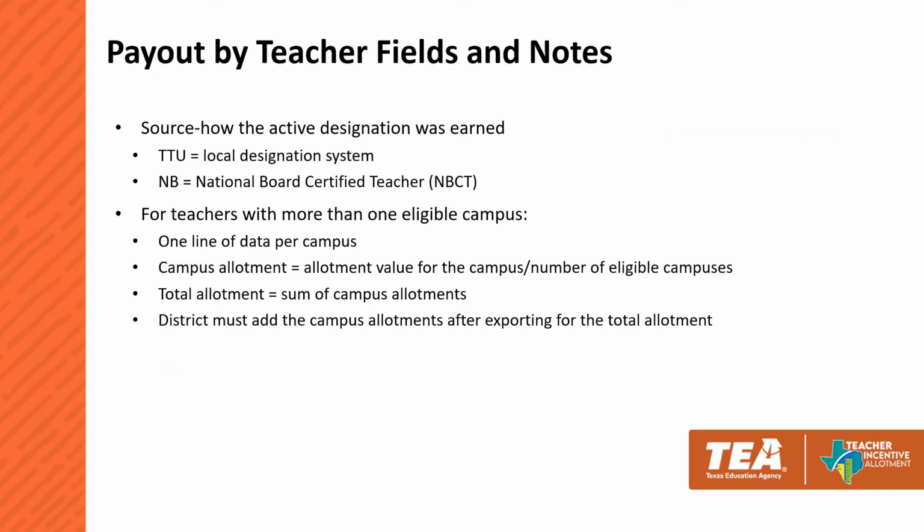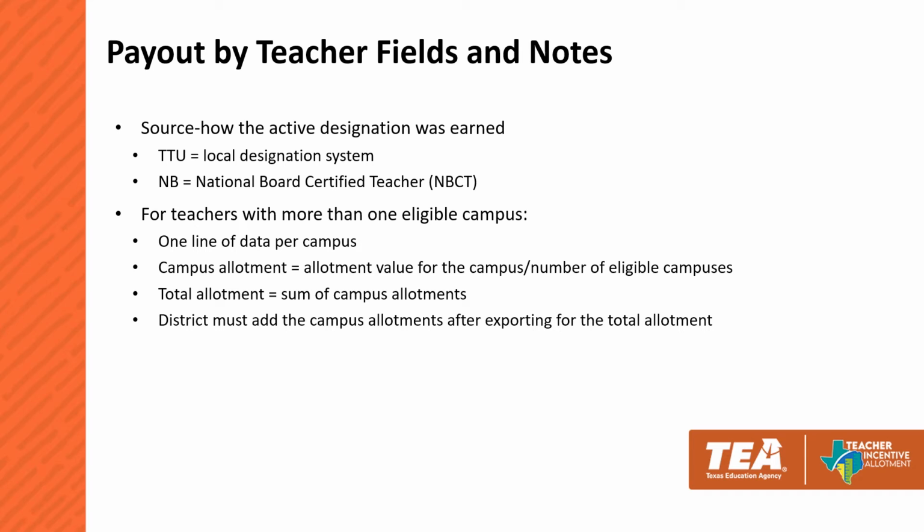A few notes about the payout by teacher field or column headers. The source will tell you how the active designation was earned. If it says TTU, that means that it was earned through a local designation system, either through the district's local designation system or another district if they are moving in. NB means they are a National Board Certified teacher and earn their designation through that route.